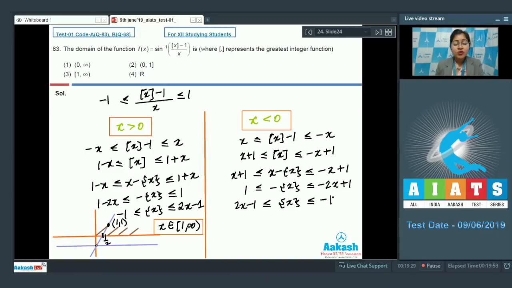Now we know that fractional part of x is never less than equal to minus 1, which means that from here we get x belongs to the empty set. So taking union of both, we will get x belongs from 1 to infinity. So from the given options, it can be seen that option number 3 is the correct answer.